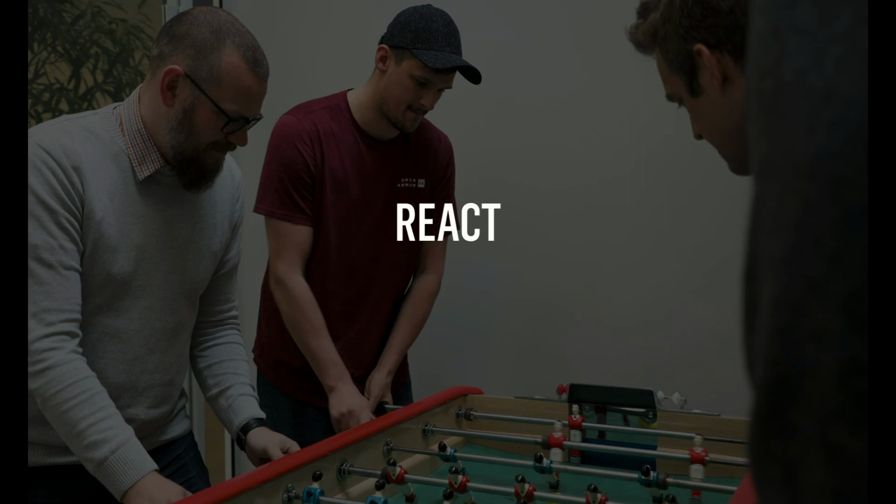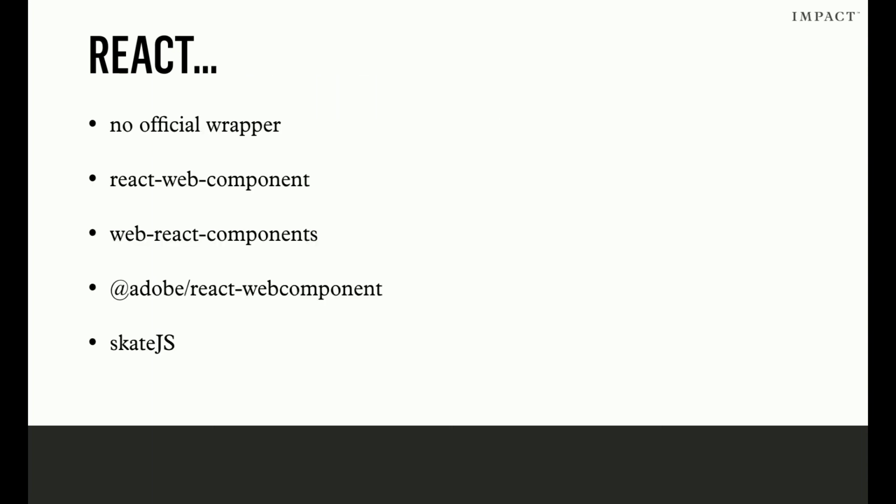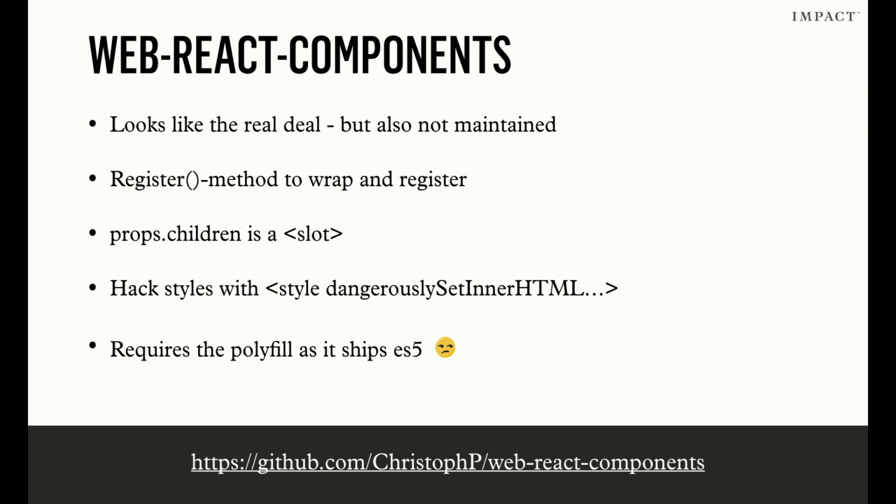So for React it's a little bit different, right? Typically we don't have custom events. We pass functions, or we pass callback functions as properties. We do CSS in JavaScript anyway. How do we do this? There's a whole lot of projects that try to do this, especially the two at the top that are very similarly named. I think that's a little bit unfortunate. I spent some time trying to debug one, reading the other one's docs. That was just weird. But I think we should take a look at web React components.